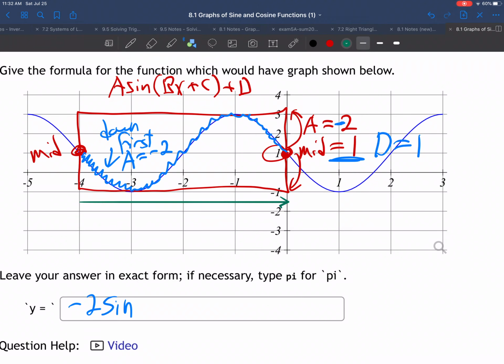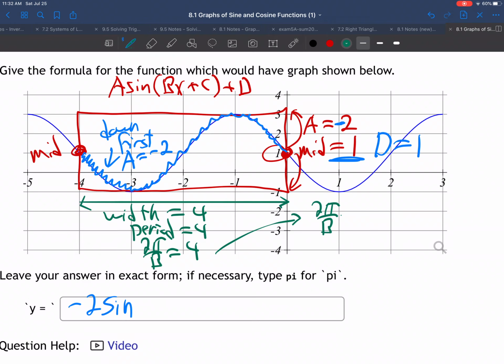So the width of our box, right here. There we go. The width of our box is 4, and that's the period. Period is the width of the box, the width of one cycle. So 2 pi over b is 4. Bring it over here. We'll solve for b. So you know what to do. Solve for b. Put this over 1.